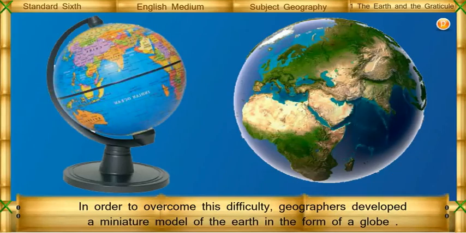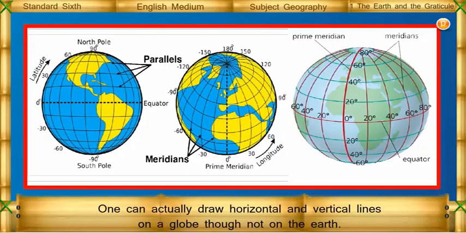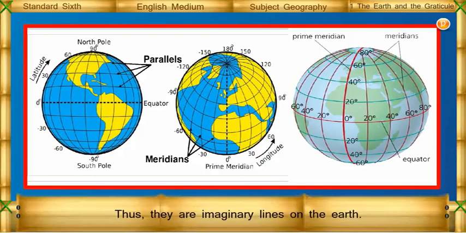In order to overcome this difficulty, geographers developed a miniature model of the earth in the form of a globe. This can be used to determine locations on the earth. One can actually draw horizontal and vertical lines on a globe, though not on the earth. Thus, they are imaginary lines on the earth.